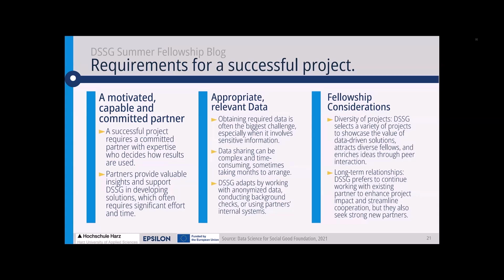Also, partners should provide valuable insights and support Data Science for Social Good in developing the solutions. That means the partner should not only be available at the beginning and at the end of a project, but also in the middle, to help the volunteers to create usable solutions and to avoid that the solution is not usable for the partner at the end of the project. Therefore, the partner should ensure that at least one person from the organization is in touch with the volunteers.